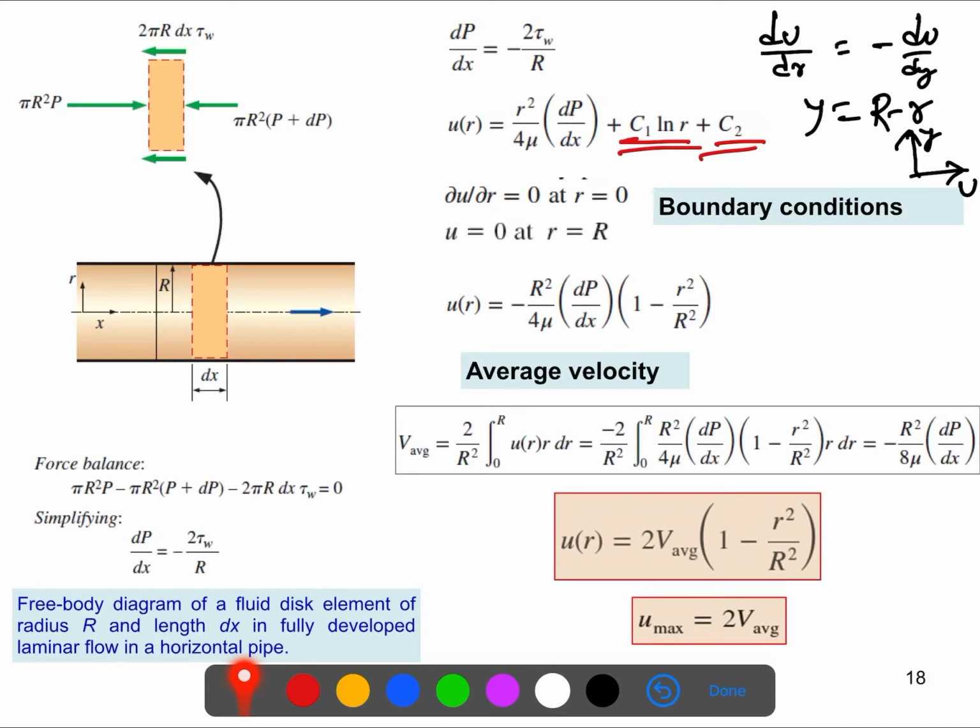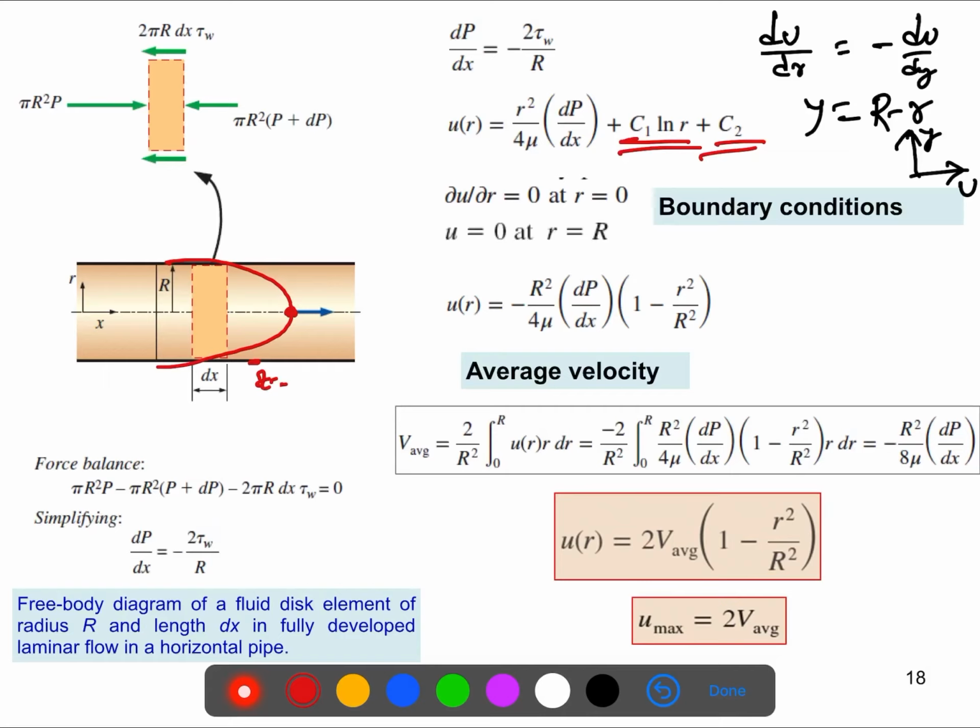Once we have this expression for the velocity profile, we know in the fully developed case it is parabolic, so we will get the maximum velocity at the center line and the minimum, zero velocity, at the pipe wall. So the velocity should be 0 at the pipe wall, and it should be maximum at the center line. So that we already know.